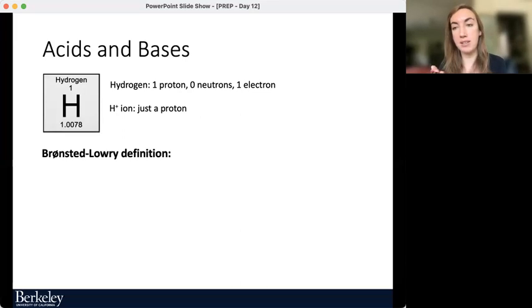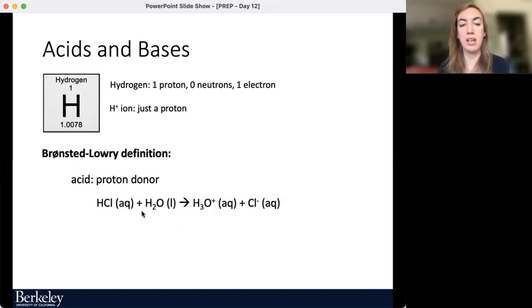Don't memorize these words or these names, but just so you've heard it before, this is the Bronsted-Lowry definition of acids and bases. So an acid is a proton donor. As an example, just because I think it's easier to see with examples, HCl is an acid. It will undergo this reaction.